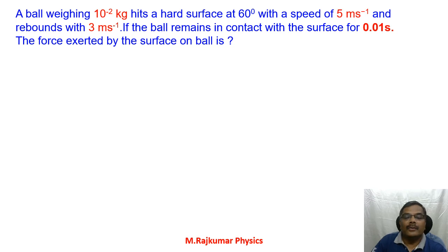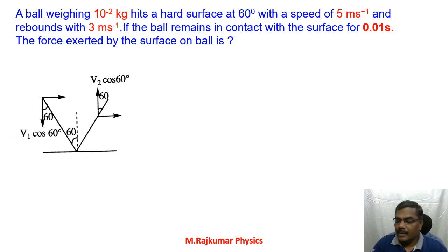Okay, so in this first problem, as you can see, a ball weighing 10 power minus 2 kg hits a hard surface at 60 degrees with a speed of 5 meter per second and rebounds with 3 meter per second. The ball remains in contact with the surface for 0.01 seconds. The force exerted by the surface on the wall is.